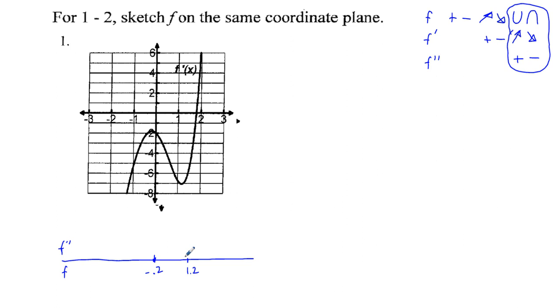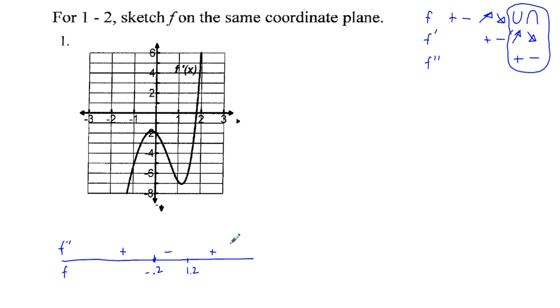Accordingly, if f prime is increasing, which is right here on this chart, we put a plus sign up here between negative infinity and x equals -0.2. Then between -0.2 and 1.2, the graph of f prime is decreasing, so we're going to put a negative sign in this interval. And to the right of 1.2, we see f prime increasing, which we put a plus sign here.